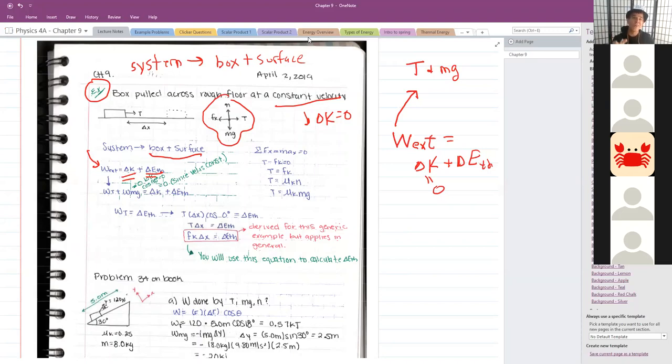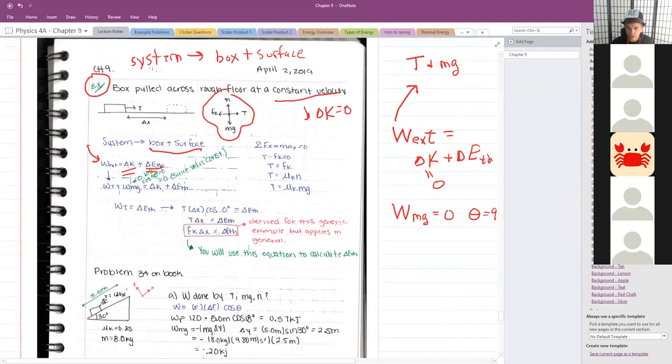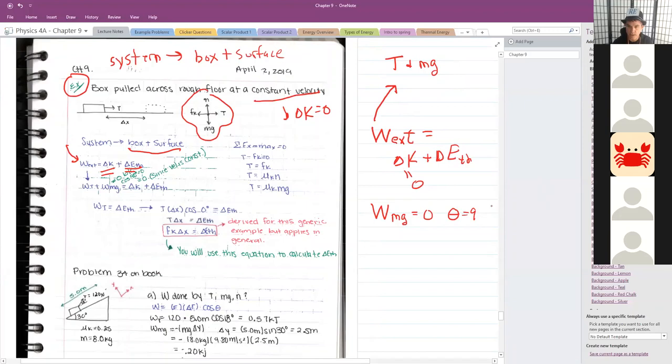So the only forces doing work that are external are tension and gravity. But the work done by gravity is equal to zero because the angle between gravity and the displacement is 90 degrees. So the only thing that's doing work is the work done by tension. What I get from this is the work done by external forces equals the change in kinetic energy plus the change in thermal energy. Kinetic energy is not changing. The only force that's doing work is tension. So the work done by tension is going to be equal to the change in thermal energy.